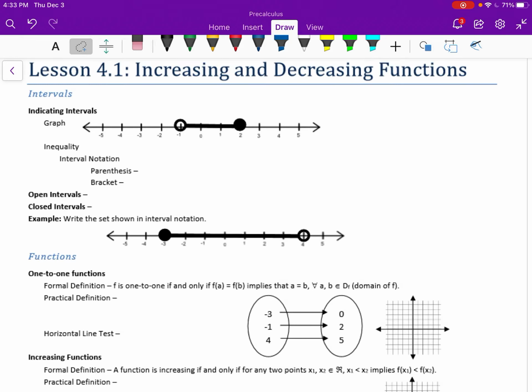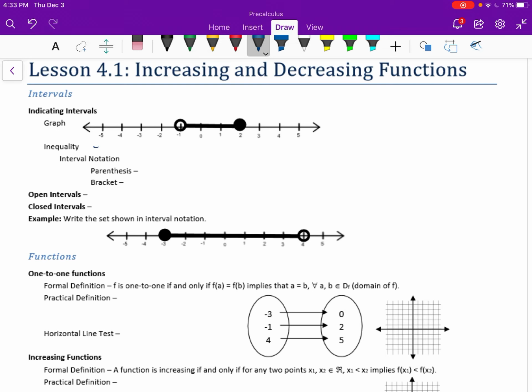Precalculus lesson 4.1, increasing and decreasing functions. We're going to learn some things about how to write things in interval notation, and then we'll talk about one-to-one functions, increasing, decreasing, all kinds of great stuff. So let's get started. So this graph right here, we can write this as an inequality.